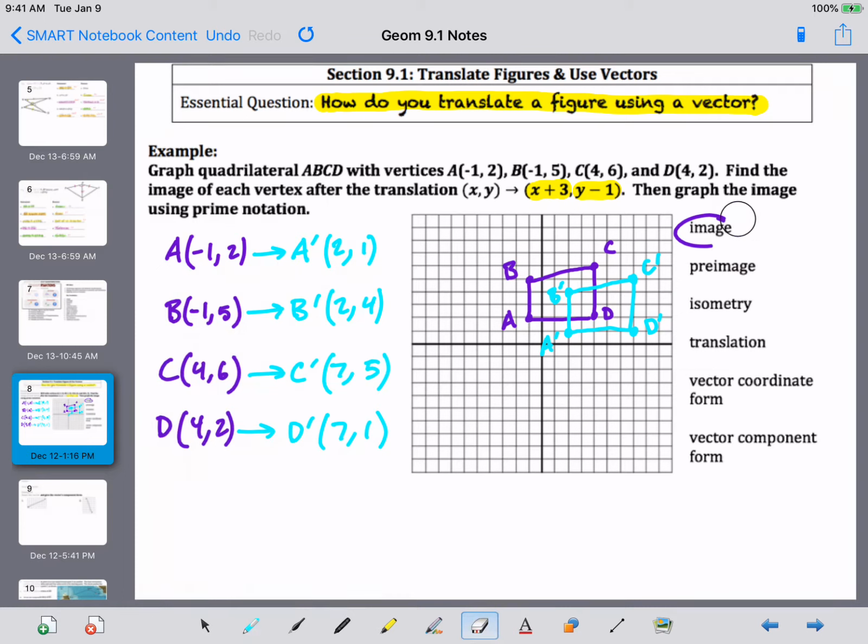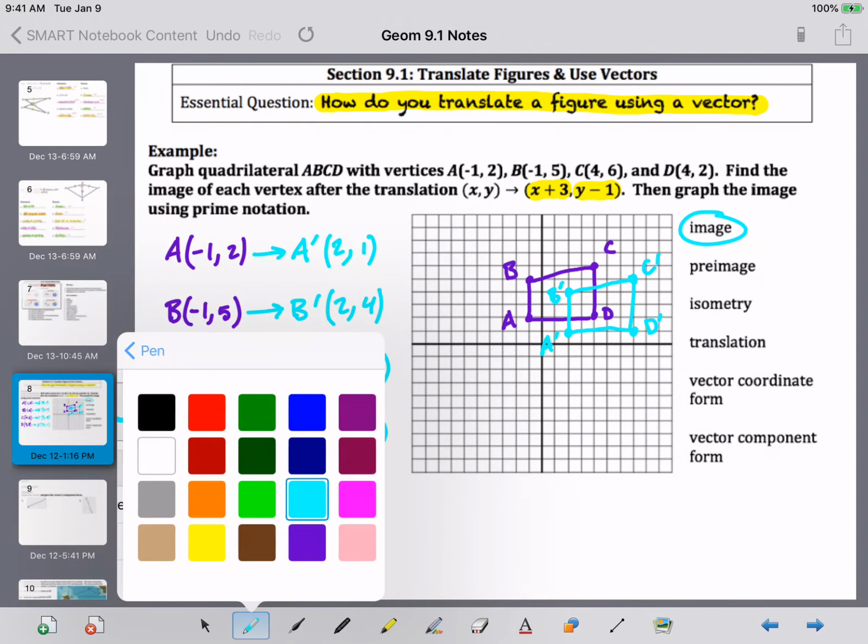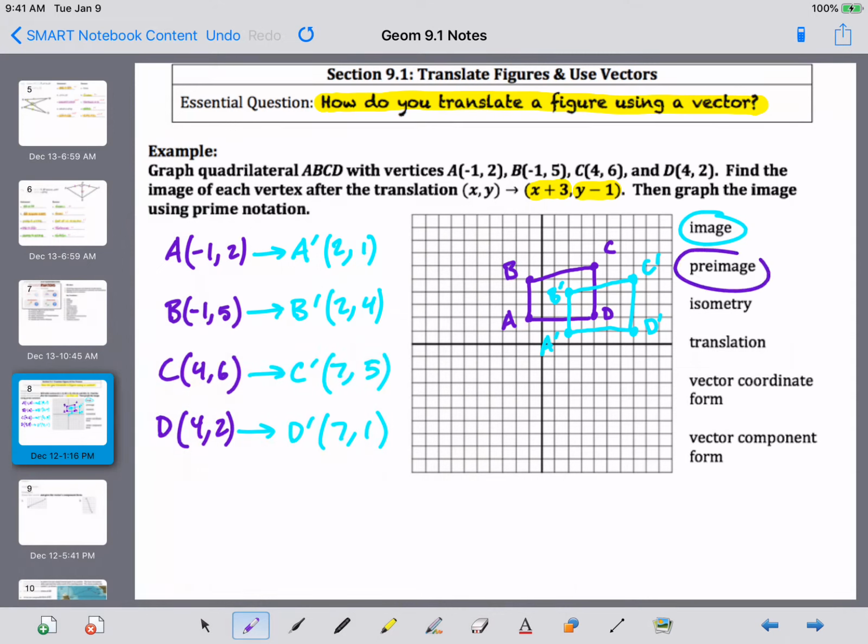Actually, let me re-say that. The image is after you moved it. So it's the A prime, B prime, C prime, and D prime. The pre-image is before you moved it. So that was just that quadrilateral ABCD.